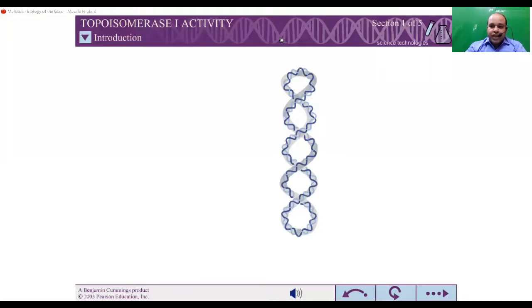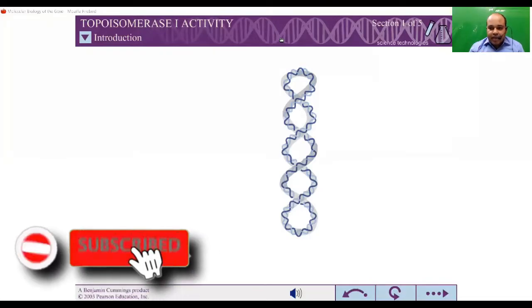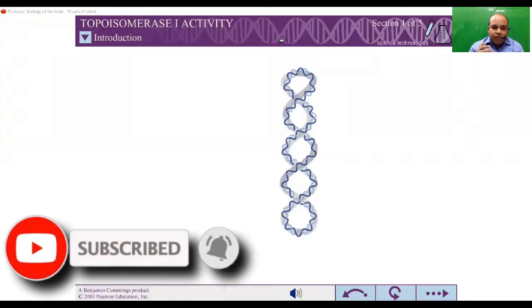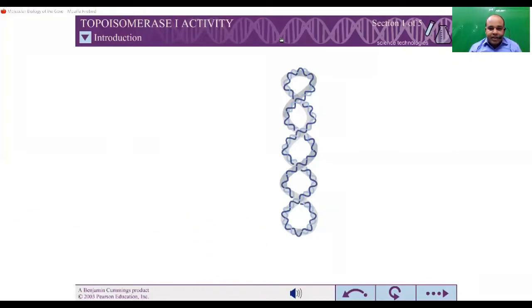The topic of today's talk is the topoisomerase type 1 activity: how does this enzyme act and what is the mechanism of this enzyme's action. आज की इस क्लास में हम लोग बात करने वाले हैं टाइप 1 टोपोआइसोमरेज और उसके मैकेनिज्म ऑफ एक्शन के बारे में कि टाइप 1 टोपोआइसोमरेज किस प्रकार से वर्क करता है.